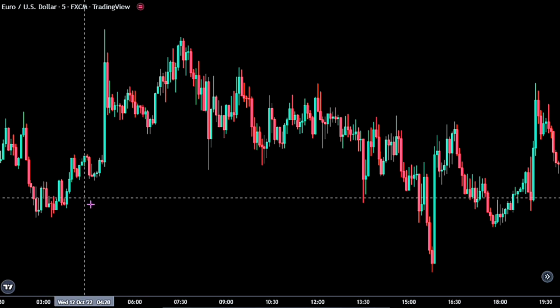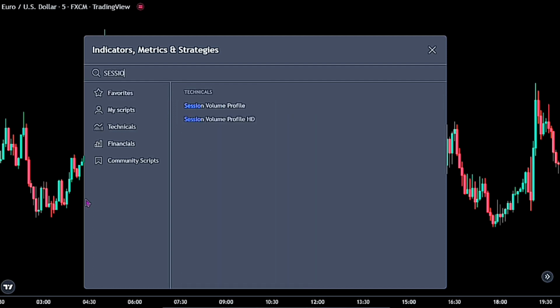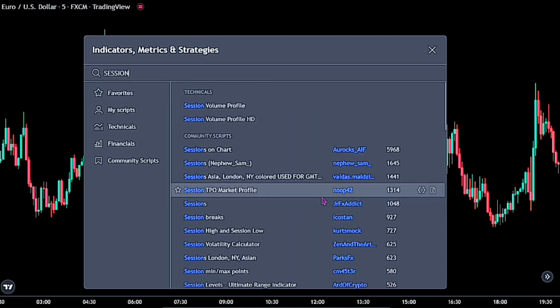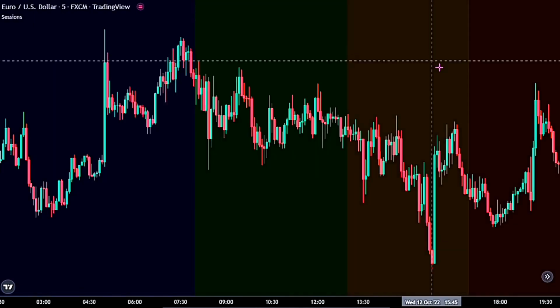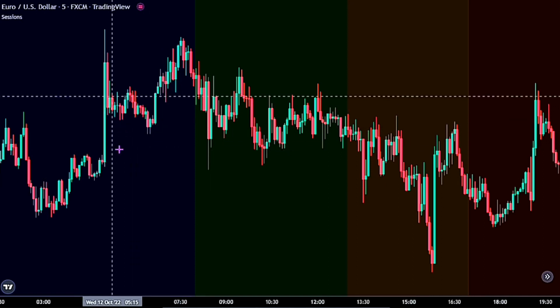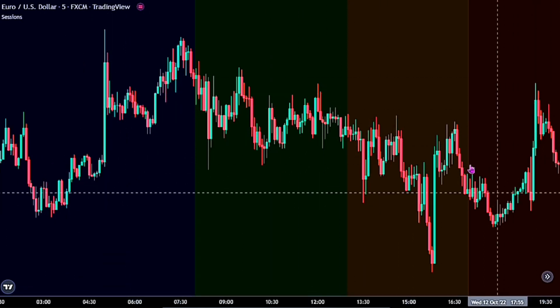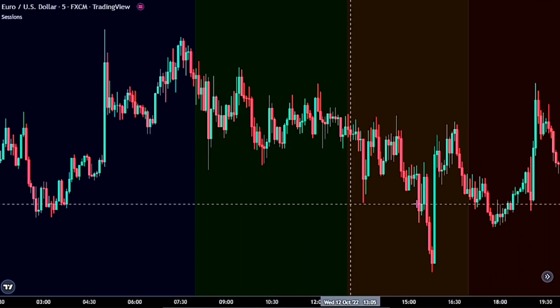So for the first indicator, bring up the indicator panel. I want you to search for the session indicator. This one right here by Junior FX Addict. This indicator shows the different time zones in the market. The blue mark on the chart indicates the Asian time session, the green is the London time session, and the red is the New York time session.